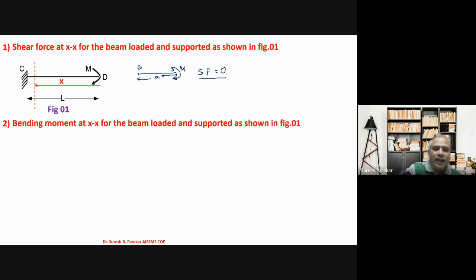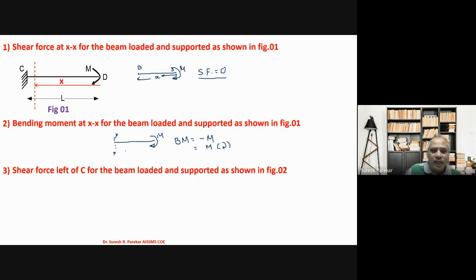Then bending moment at x-axis for the beam loaded and supported as shown in figure. So now we are with the same diagram. So we have this will be M over here, and then we have this will be x-axis. So now we have M is equal to minus M. So bending moment equal to minus M. What minus indicates is M is in clockwise direction. This is my bending moment at x-axis for the beam loaded and supported as shown in figure.